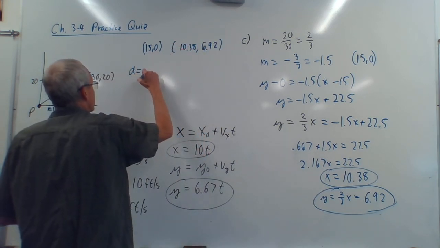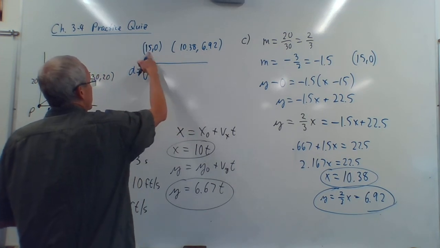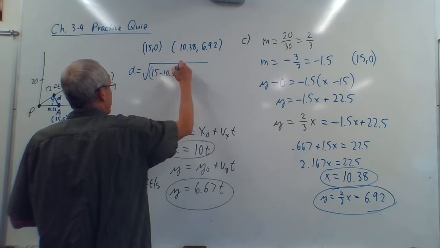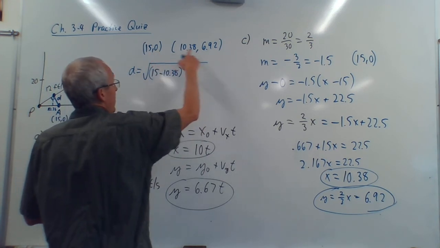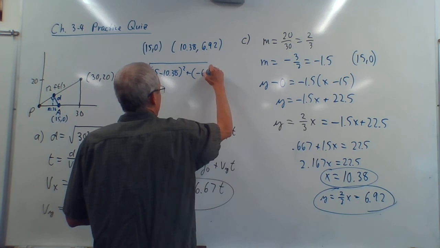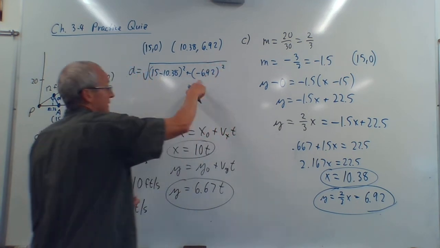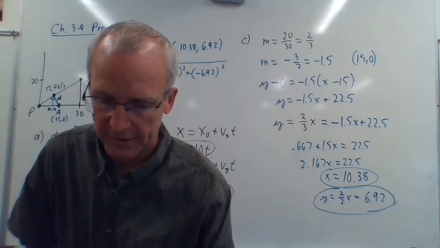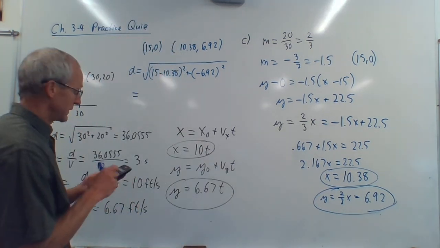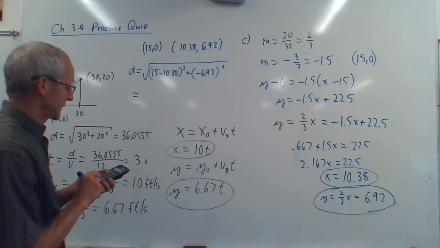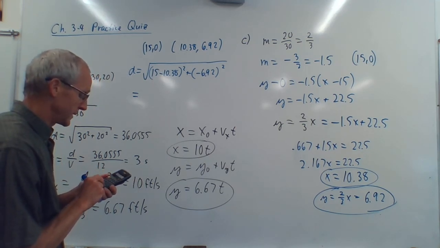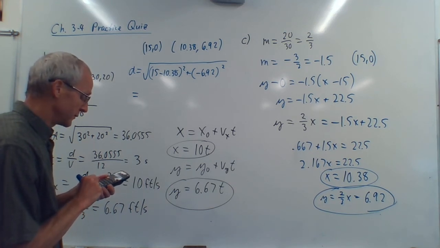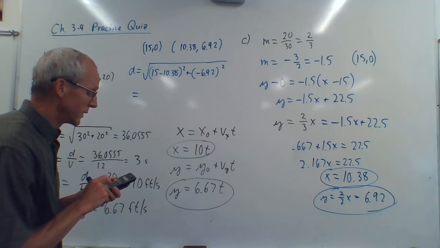So the distance is the square root, and we just subtract them. 15 minus 10.38 squared, plus 0 minus that, negative 6.92 squared. I didn't have to put the negative because we're squaring it, but whatever. And now we make sure we can use our calculators. See if I can do this in one fell swoop. 15 minus 10.38, squared, plus 6.92 squared equals that, square root.